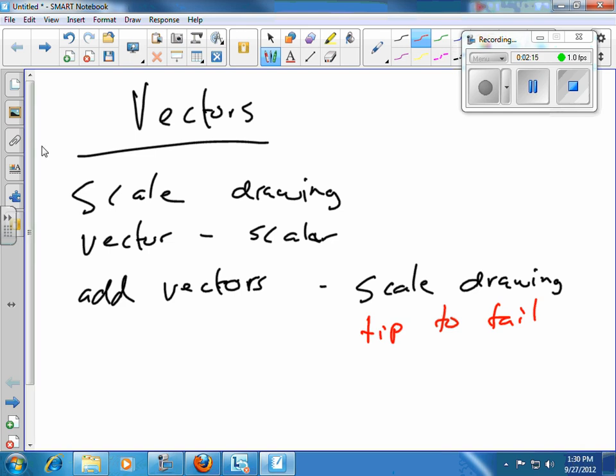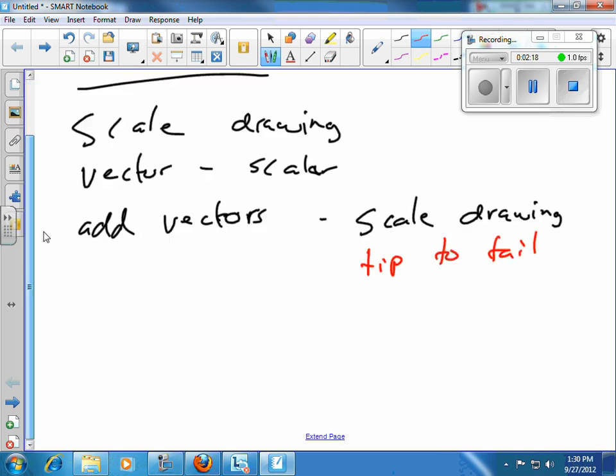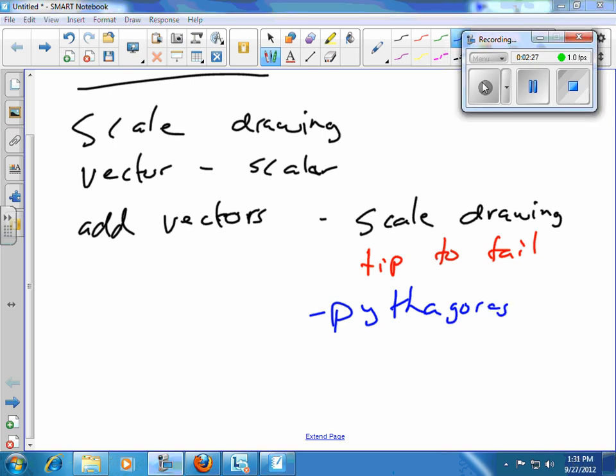Now, what's the other way that you can add vectors? Not using a ruler. Using Pythagoras, right? Or Pythagorean theorem. When I say Pythagoras, I mean c squared equals a squared plus b squared, right? And using Pythagoras isn't the only part of that, because you also have to find the angle, and how do we do that? Inverse tan, right?